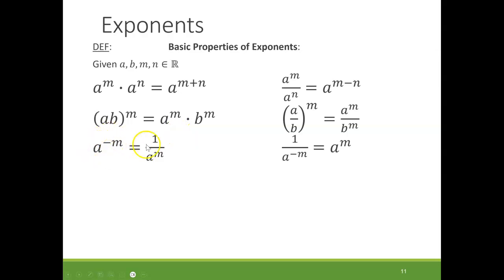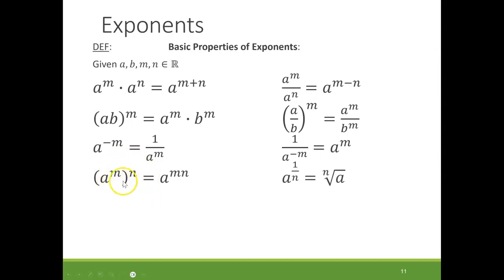So again, the negative exponent makes a reciprocal, right? And then don't forget you can use it in reverse, where if the negative exponent is in the denominator, you can just move it to the numerator. It's a helpful reinterpretation. Everybody so far so good? Look familiar?